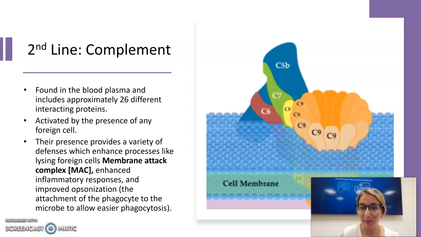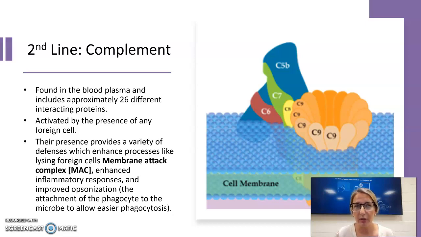But again, when complement becomes activated, it just forms this structure called a membrane attack complex, and that is going to create holes in the cell membrane of the bacteria, eventually leading to cell death. Another thing that the membrane attack complex does is called opsonization. And opsonization is just enhanced phagocytosis. So if a bacterial cell is in the blood and it has a membrane attack complex on it, that just alerts the phagocytic cell that much faster to come over and help engulf the bacteria and destroy it.